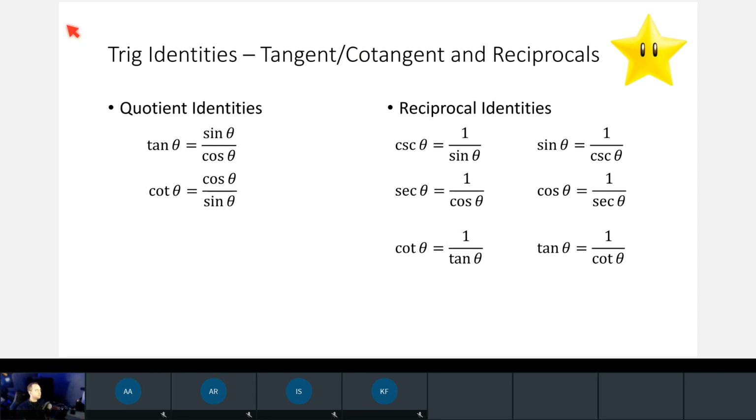All right, so the quotient identities, we already know this. We know that tan is y over x, or sine over cosine. Cotangent just flips, so it's x over y, or cosine over sine. We also know these from last unit. Cosecant is 1 over sine, secant is 1 over cosine, cotangent is 1 over tan, and then there's these three, which you can all see.